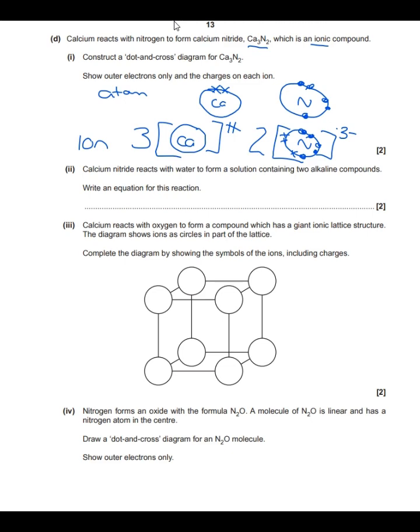Next thing we're going to do, again we're using calcium nitride, reacts with water to form a solution containing 2 alkaline compounds. Write an equation. So we've been given the formula of calcium nitride. We react it with water. Then we've got 2 alkalines. So calcium hydroxide would probably be 1. So calcium, remember, it's got +2 charge. OH, it's got -1 charge. So therefore, we're going to need 2 of these OHs to construct the formula of calcium hydroxide.